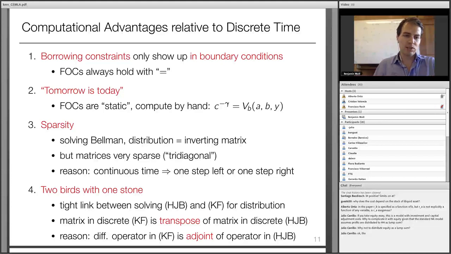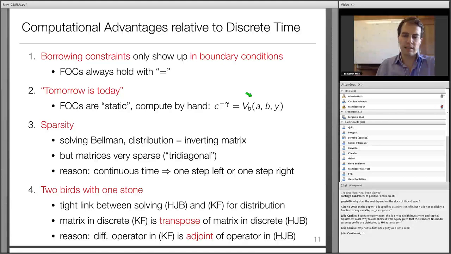The second thing is related to this. First order conditions are very simple. In particular, they tend to be static. So in discrete time, a typical first order condition will be marginal utility of consumption equals a beta discount factor times marginal value of wealth tomorrow. Here there is no tomorrow, so tomorrow is today, and therefore you basically just get marginal utility of consumption equals marginal value of wealth today. Given a guess for a value function, this marginal value of wealth, V_b, is just a number, so therefore you can usually solve first order conditions by hand.